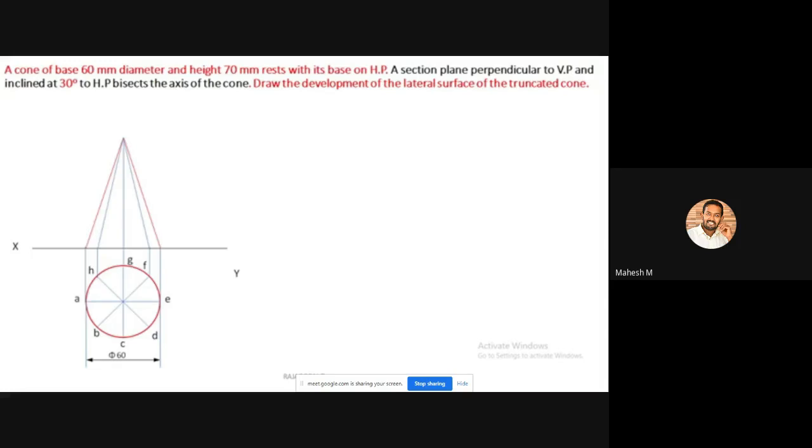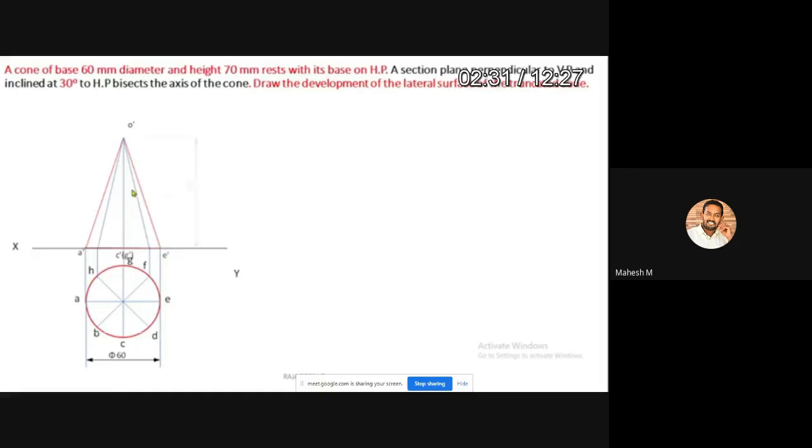So here the condition is section plane is inclined at 30 degree to HP and bisecting the axis. So the total height is 70 mm. Okay, so you can select the center point of your axis. So the center point is 35 mm from the base and 35 mm from the top apex point. So the section plane will pass through this center point.